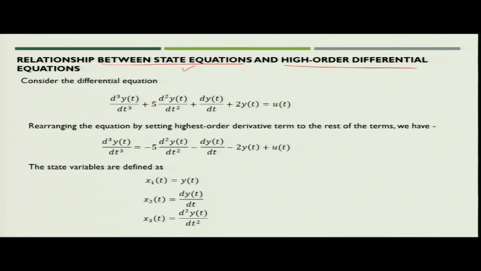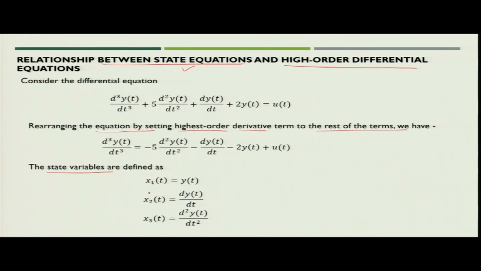So, first thing we have to do is rearrange the equation by setting the highest order derivative term equal to the rest of the terms. So, if you take this on the left, this will become d3y(t)/dt3 is equal to minus 5 d2y/dt2 minus dy/dt minus 2y(t) plus u(t).